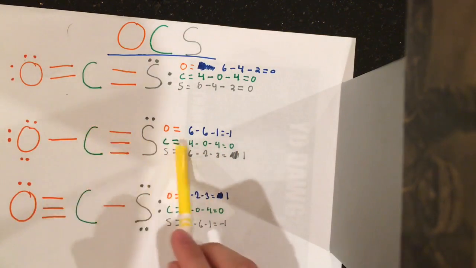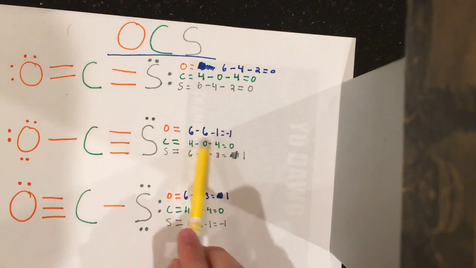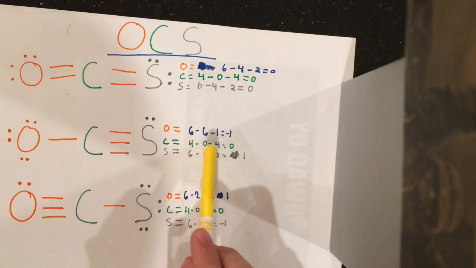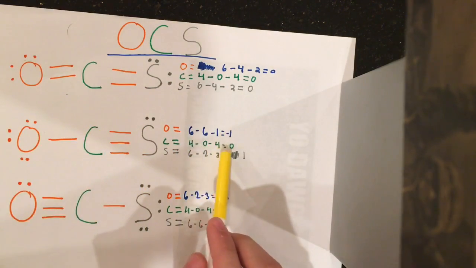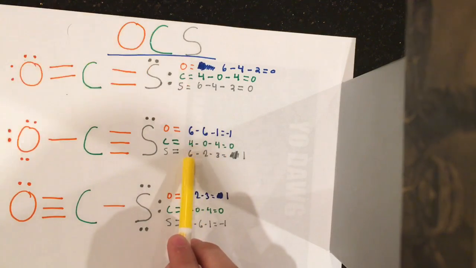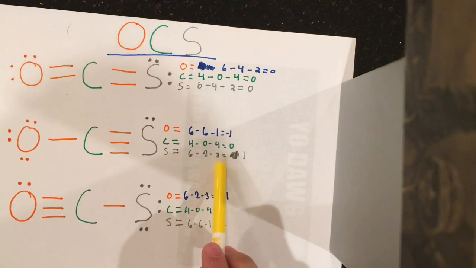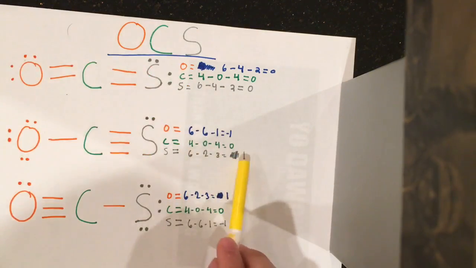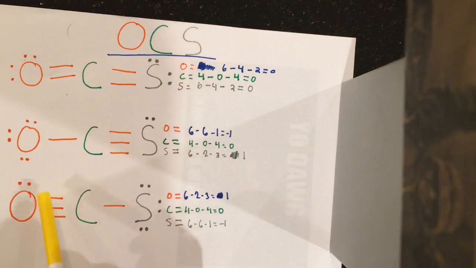Carbon is going to be the same thing every time. 4 valence electrons, minus 0 non-bonding electrons, and then minus 4 bonding electrons. Like last time, it is going to equal 0. Alright, so for sulfur, we're going to have 6 valence electrons, minus 2 non-bonding electrons, minus 3 bonding, and we're going to get 1. Now for oxygen, you're going to have 6 valence electrons, minus 2 non-bonding electrons, and then minus 3 bonding, and you're going to have 1.